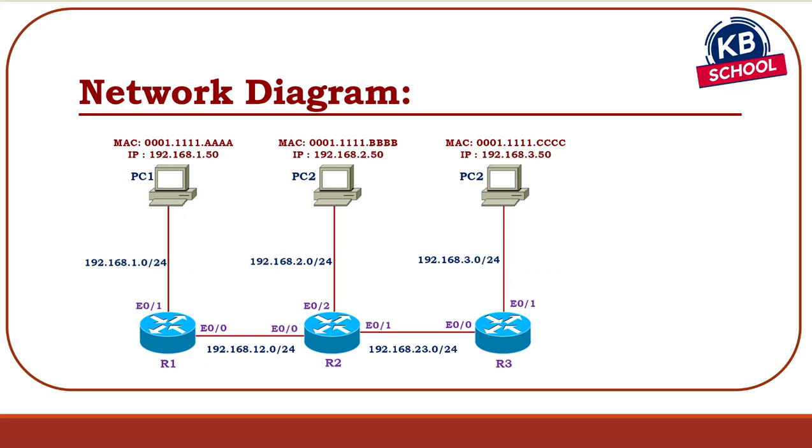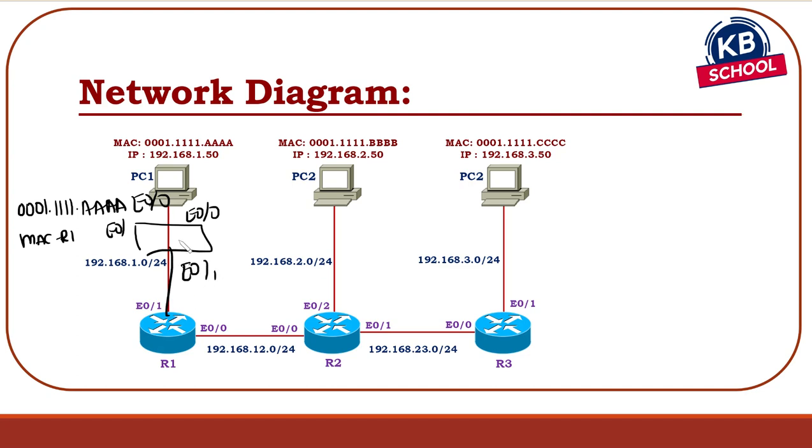This is the local switch over here, which would have 0001 1111 AAAA on this port. Let's say this is port E00. And similarly, you'll have the MAC address for R1, whatever that is, let's say on E01, which is this guy. So it'll receive it with the destination MAC address of MAC R1 and forward it to R1.